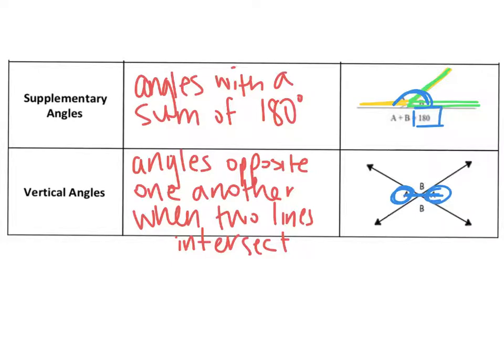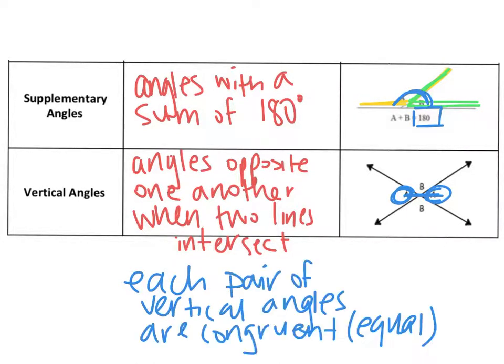If we think about the word congruent, congruent means equal. So each pair of vertical angles are congruent or equal to one another. Make sure you have that written down. Again, in this example, we know that angle A, or these two angles A and A, are congruent or equal to one another. And if we take a look at the angles that are labeled B, those are also vertical angles, and those are also congruent to one another. So make sure you have those examples written down.